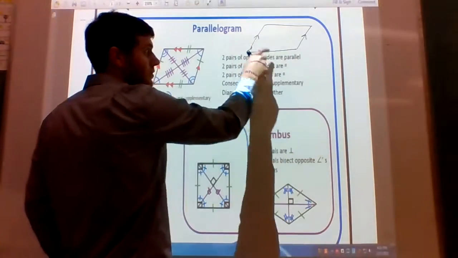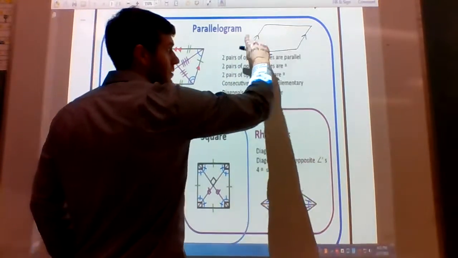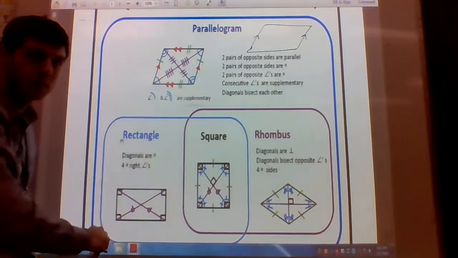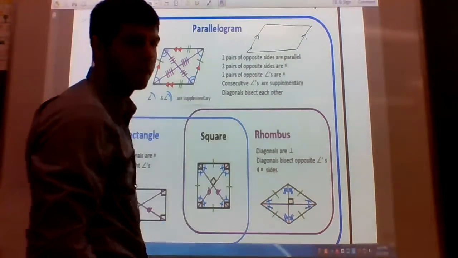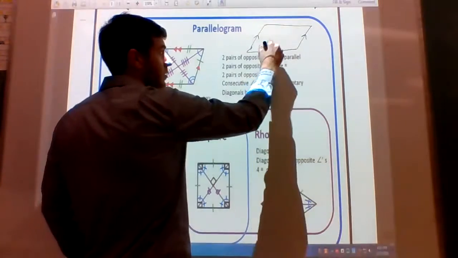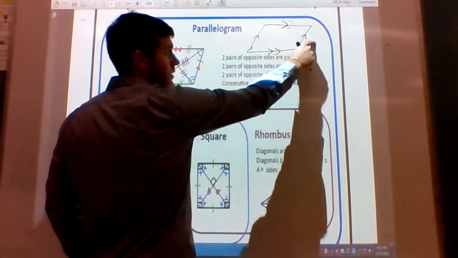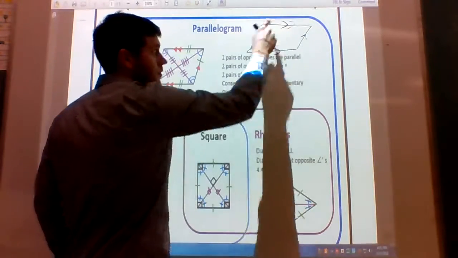These would be consecutive sides. These are opposite sides. Consecutive is right next to one after the other. Opposite means across from. And then our other pair of opposite sides. Right, 2 pairs of opposite sides. Here's 1 pair of opposite sides that are parallel. Here's a second pair of opposite sides that are parallel.